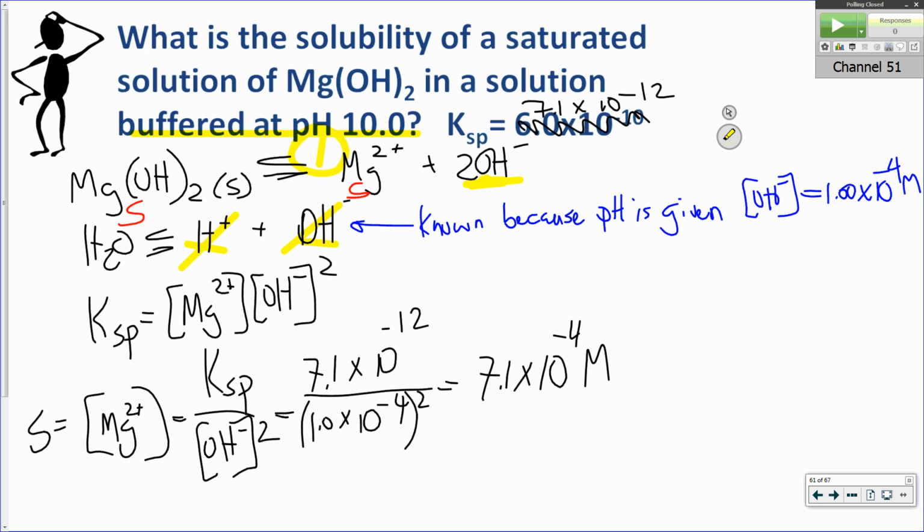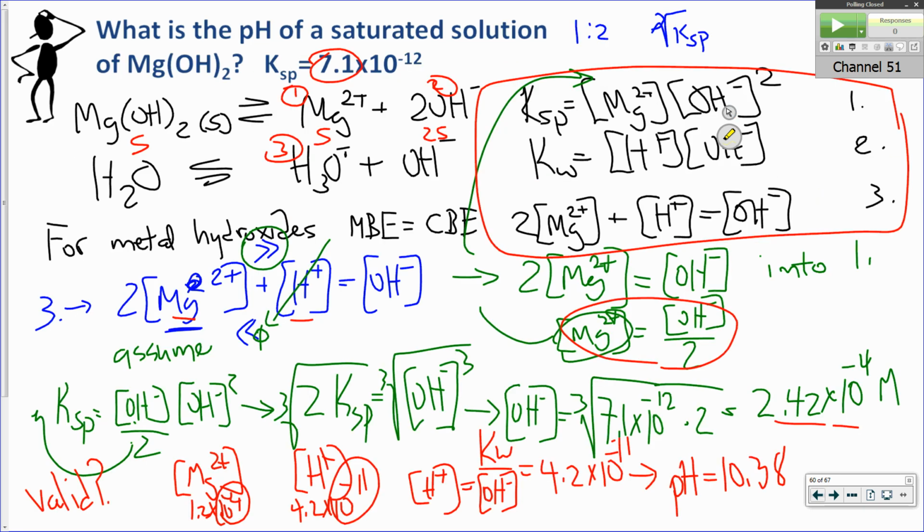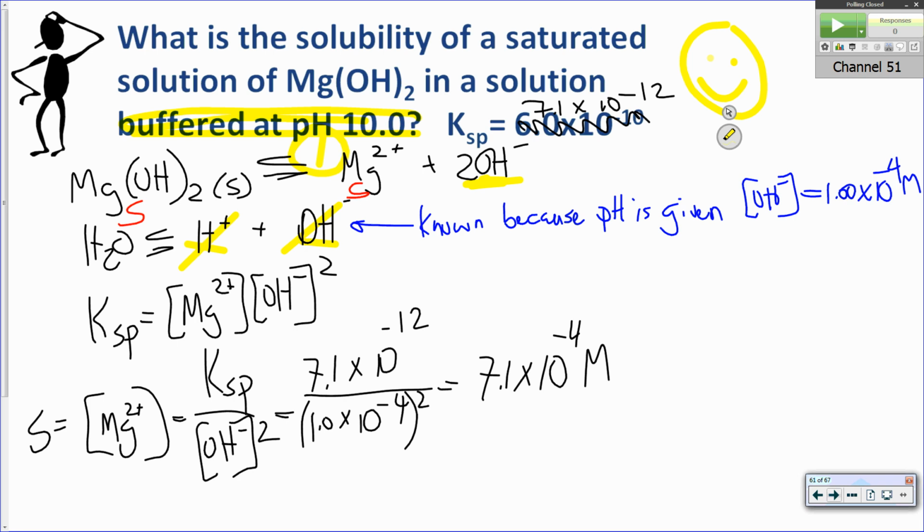Okay, so a problem like this, you look for the word buffered, and that's a happy face problem. That's the one I'd expect all of y'all to be able to get. If it's one where the pH is controlled, like on this one, we could have solved for any of the three variables. We could have gone after the solubility, pH, or what is the OH minus. But you still had to do the same system of equations to solve any of the three. This one is really straightforward.